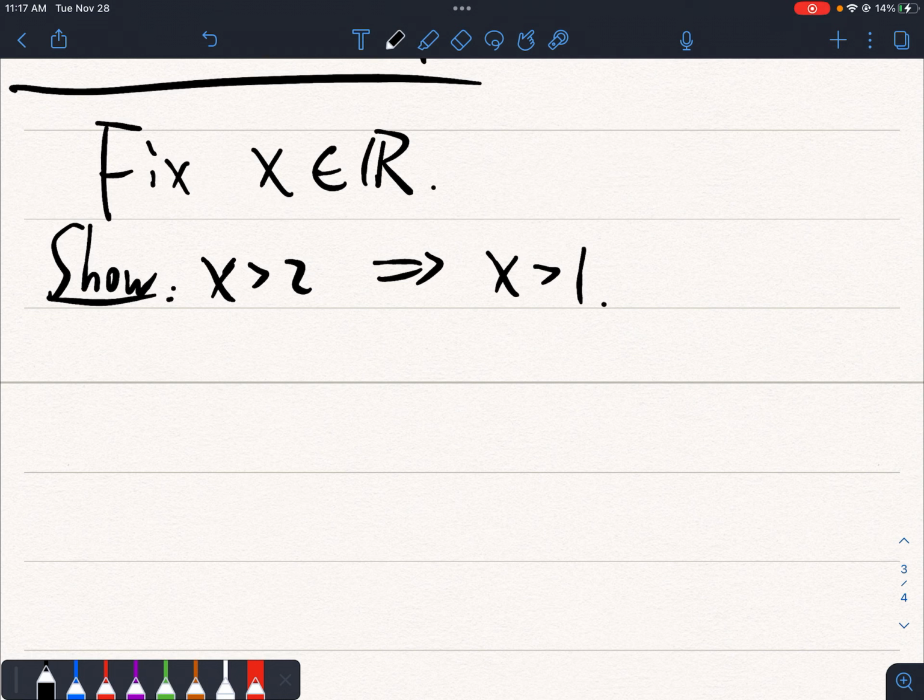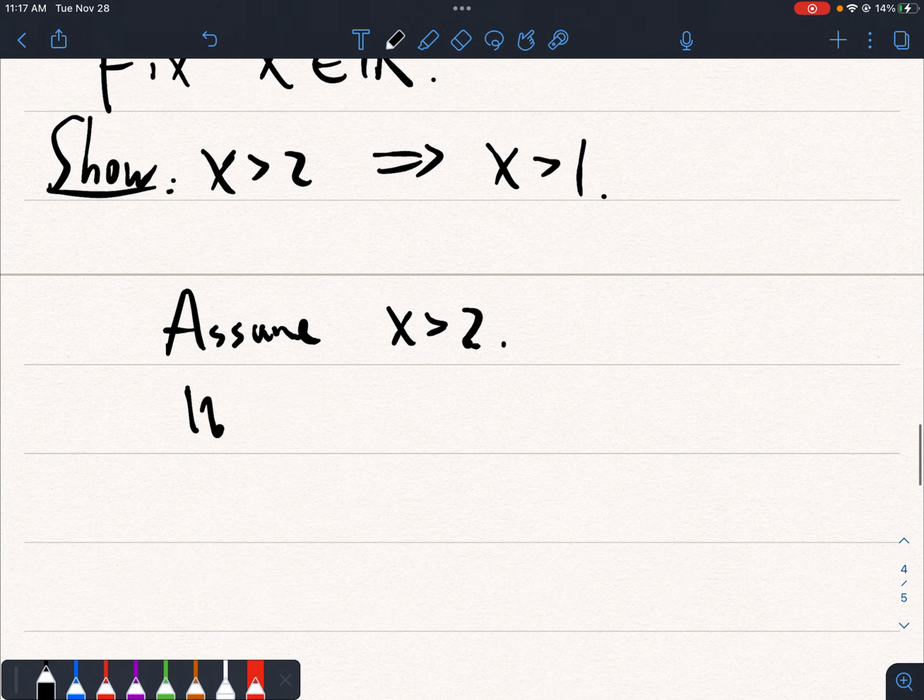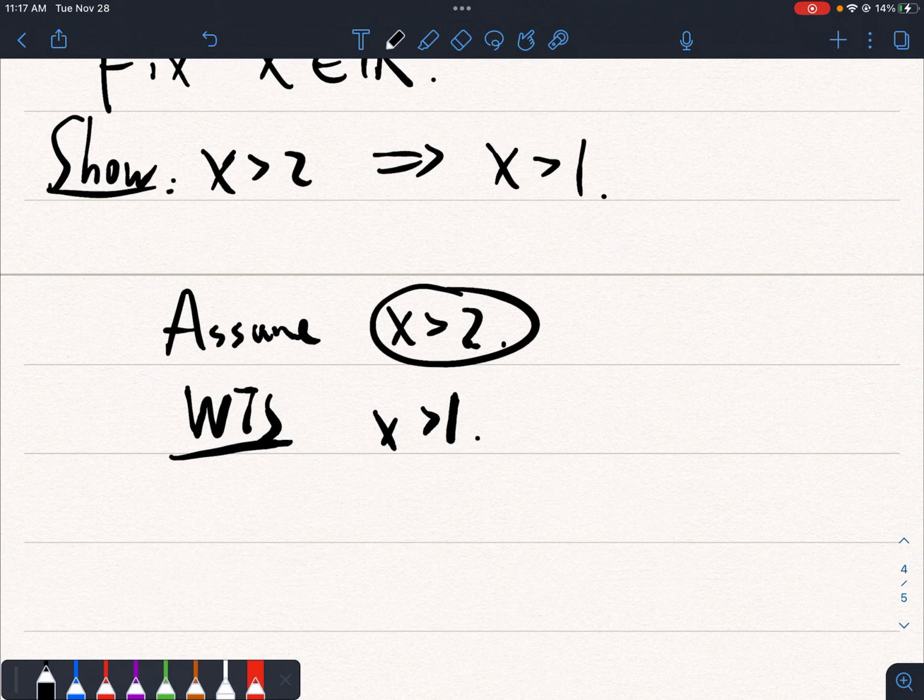So what should we do? We have to first assume P. So here we have to assume x is bigger than 2. And then we want to show x is bigger than 1. Okay? So now x bigger than 2 becomes a condition or an assumption that we can use, or it becomes a fact. Okay? And then we want to show x is bigger than 1.